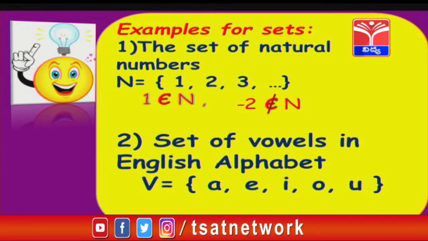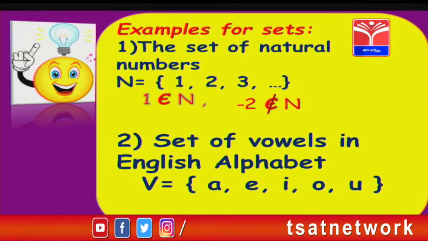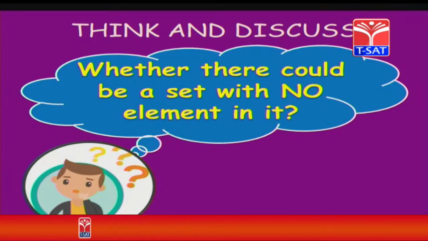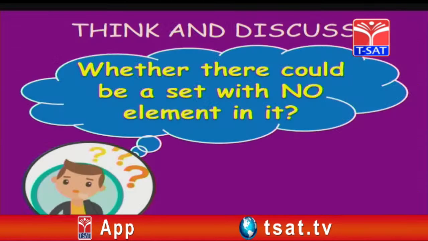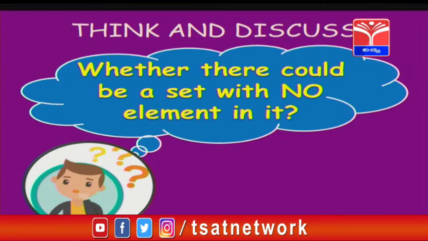Suppose minus 2 is there, whether it belongs or does not belong. Let us see, minus 2 does not belong to N. You see the second set, the set of vowels in the English alphabet, V is equal to the set of A, E, I, O, U. Children, let us think. In previous sets you have elements. Now, could there be a set with no element in it? Is it possible? Let us think.